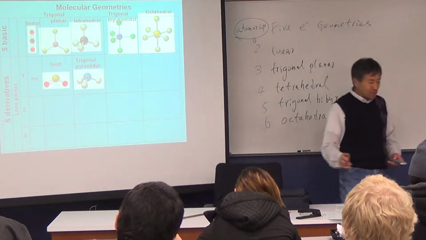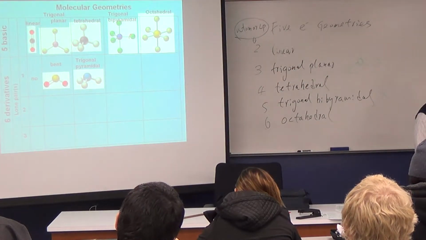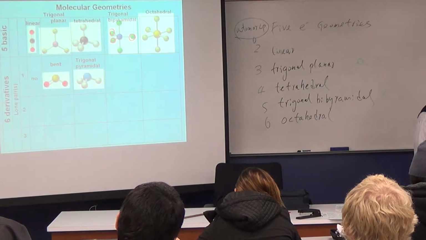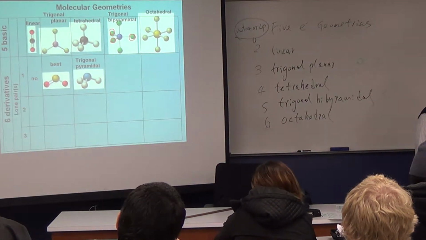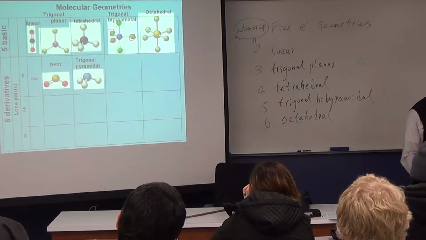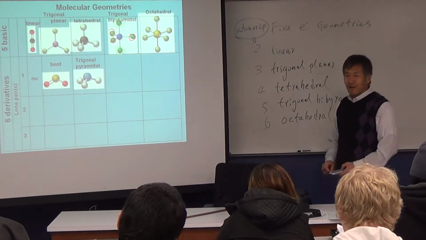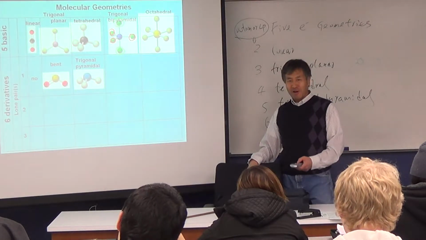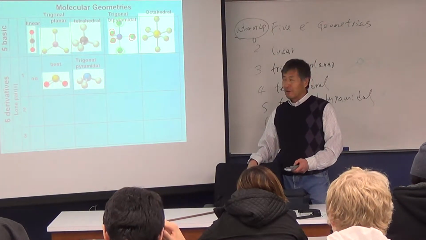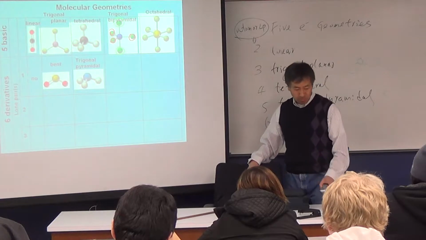Let me circle them in different colors. So this red one. Okay, now let me ask you, where are you going to put that? Are you going to put that on the red one, or are you going to put that on the green one? You have one lone pair. Where are you going to put that? It's going to be a seesaw.